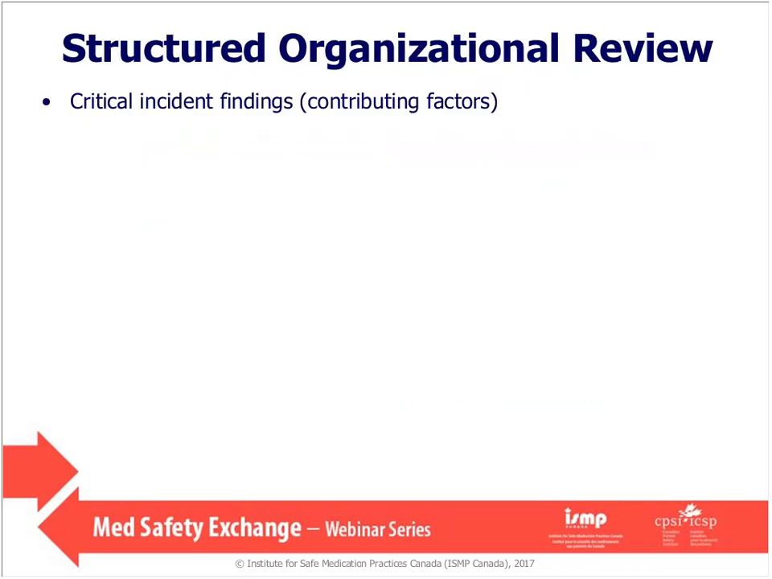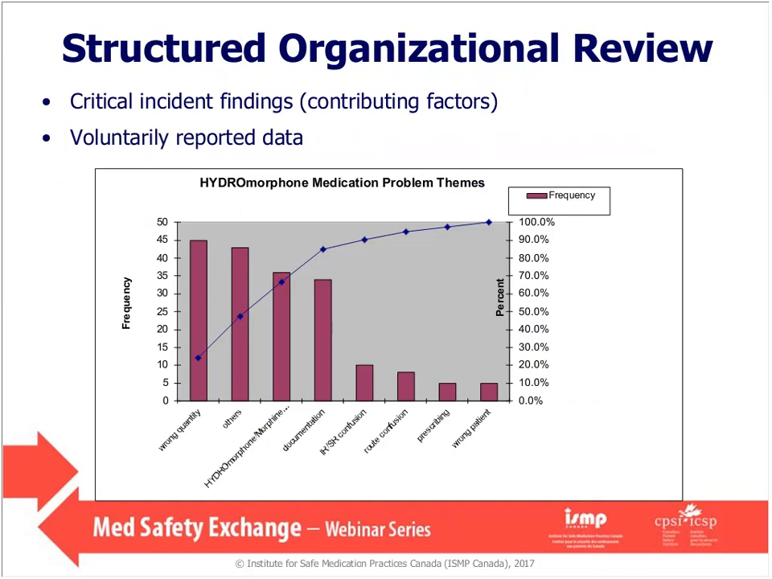The Regional Medication Use Quality Committee with guest experts met to conduct a structured review, and in addition to the critical incident findings, our voluntarily reported data from the 12-month period prior to these events was reviewed. It indicated that there had been 186 hydromorphone incidents, which made up 7.5% of all our reports. 22% of these were associated with harm.